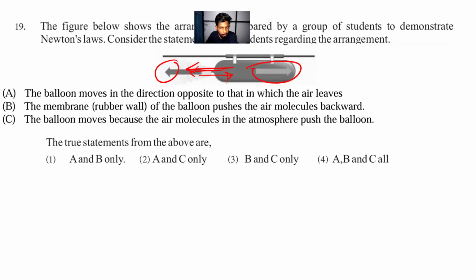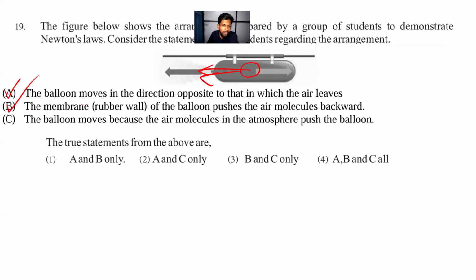So both of them are in opposite direction. So statement A is correct. Statement B: the membrane of the balloon pushes the air molecules backward. Yes, we have taken the balloon, so what will happen? The balloon will push the air back. The membrane of the balloon is going to push the air back. That is also correct. Statement B is also correct.